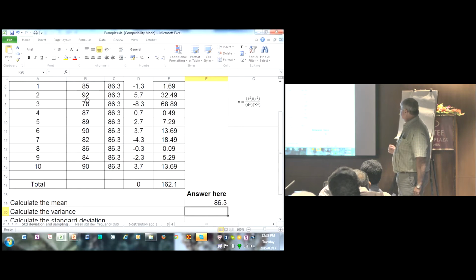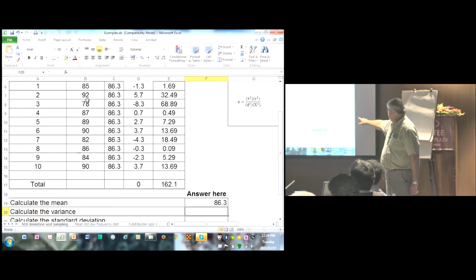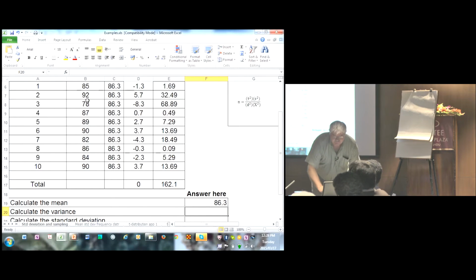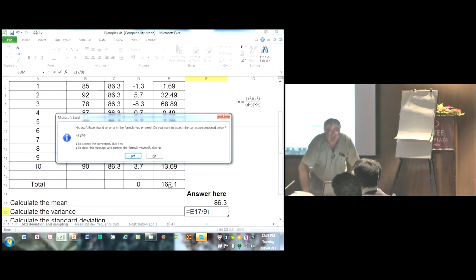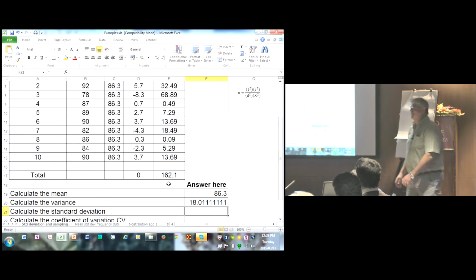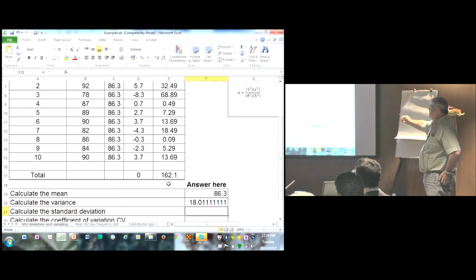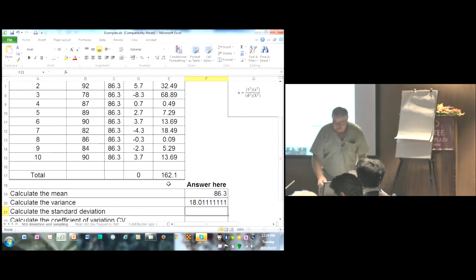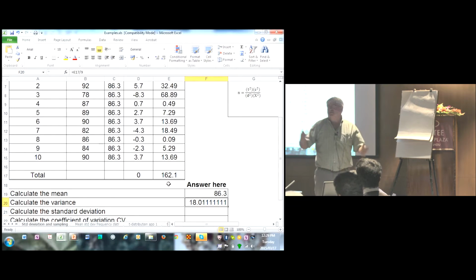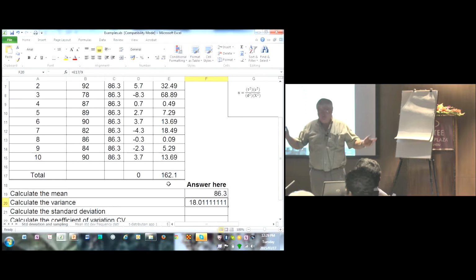Calculate the variance. Well, the variance is going to be 162 divided by, it's going to be equal to that divided by 9. Ooh, and I left a bracket out. Okay, there we go. That then would be your variance. Remember, it's a square of the deviations. Now, there's a nice, easy way to do it in Excel. So why do you want to know all the maths? Just ask Excel to do it for you.